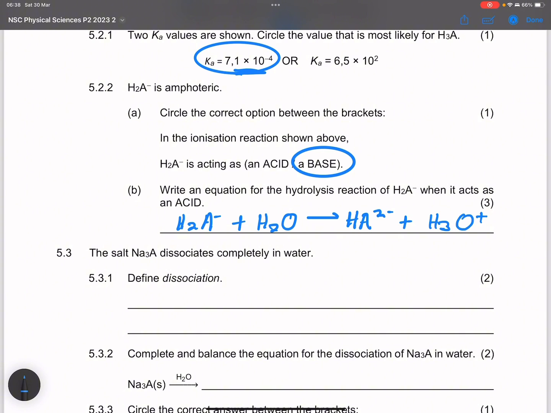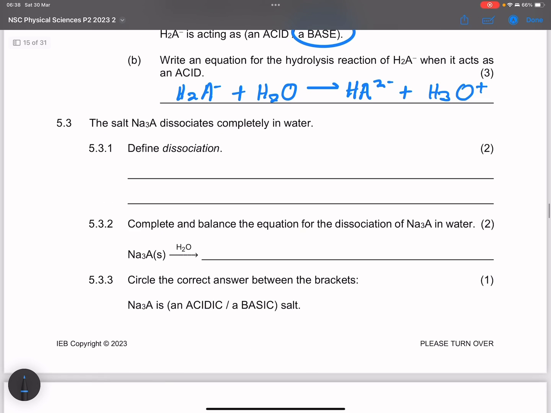Now the next one, they say dissociation. The salt Na3A dissociates completely in water. So we want to define dissociation. Remember what dissociation is? It's just the splitting of an ionic compound into its ions. So it's when an ionic compound dissociates, or rather splits into ions. I'm not going to write that down. So the next question, they say complete and balance the equation for the dissociation of Na3A.